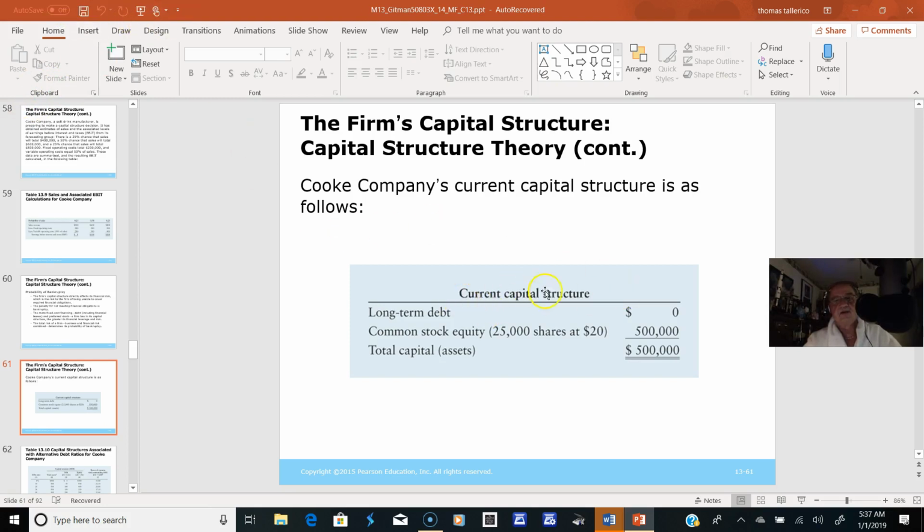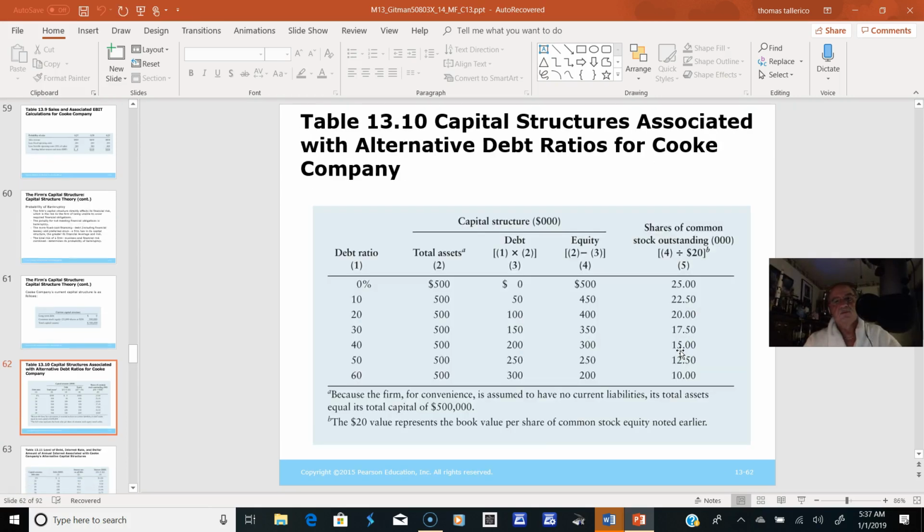Basically, right here is their current capital structure. They didn't issue any bonds. Is everyone clear about that? There's no bonds, no debt, and they have $500,000 in stock out, 25,000 shares at $20 a share. So this is their total assets. If you add those up, right?